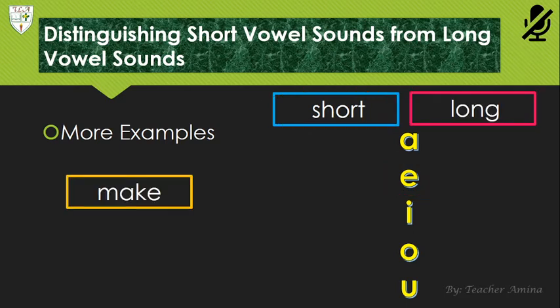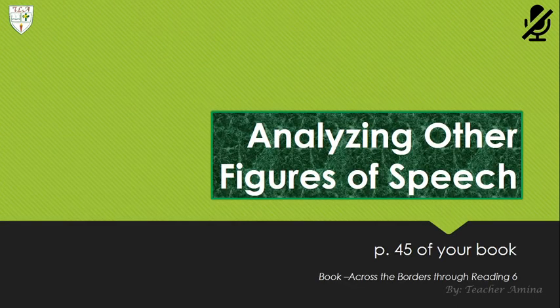Okay, next, make. What is the sound here? Make. The sound here is the A sound. Is that short or long? Okay, the sound there is a long sound. Next, line. What is the sound there? Line. That is the sound I, which is short or long? Okay, that's right. It is a long sound.